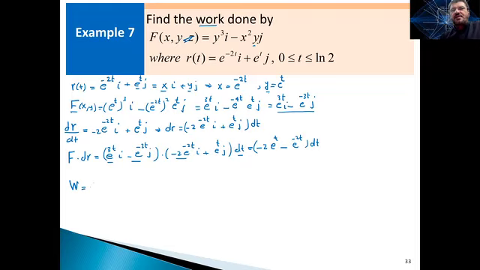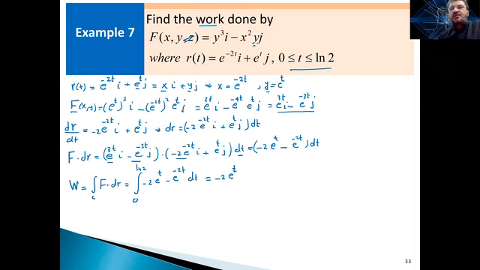So now what do we say? The work done is the integration over the curve of F dot dr, which is the integration of minus 2 e to the t minus e to the minus 2t dt. Now, since everything changed to t, instead of this going to c, we say t from 0 to ln 2. And this is equal to, what's the integration of e to the t? It's e to the t. So this is minus 2 e to the t.